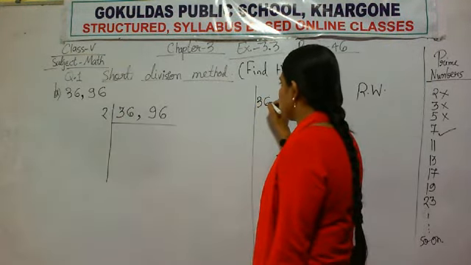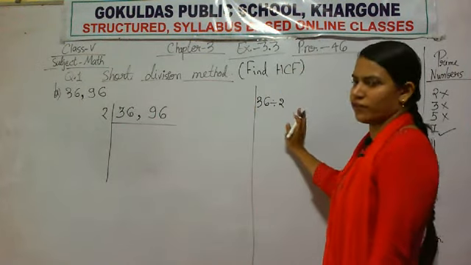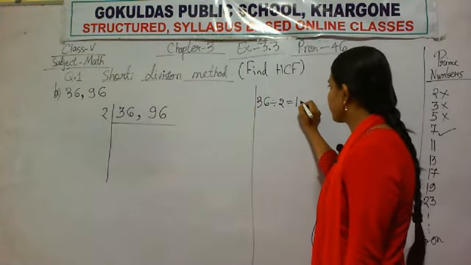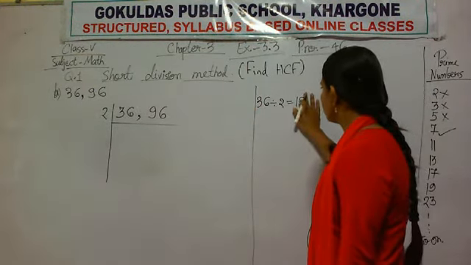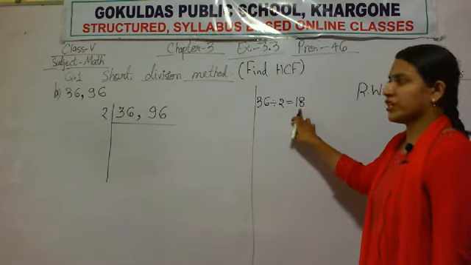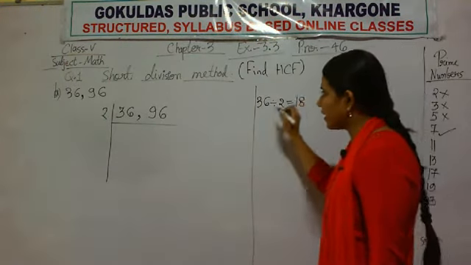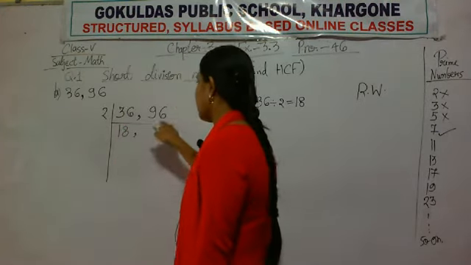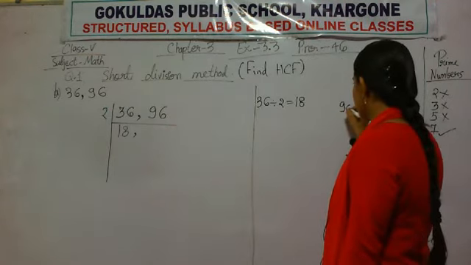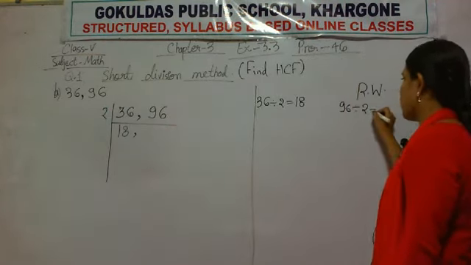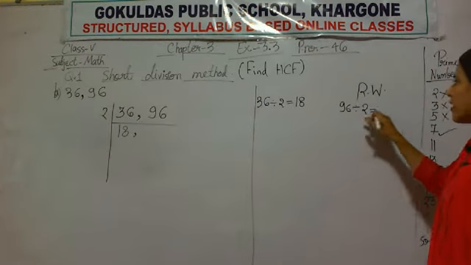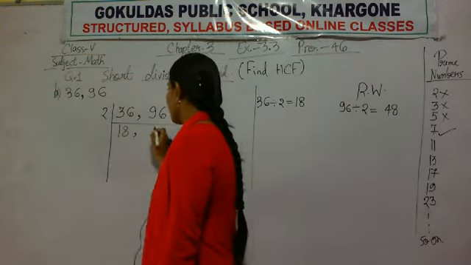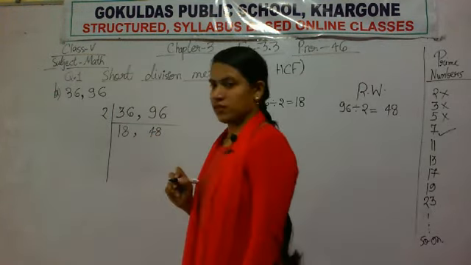When I divide 36 by 2, in rough work you can solve it, okay? So when we divide 36 by 2, my answer is 18. My quotient is 18. So I will write this 18 below the 36. Then a comma, so I am putting a comma here. Now my other number is 96. So I need to divide this 96 by 2. So when I divide 96 by 2, my answer is 48. So I will write this quotient 48 below the 96.